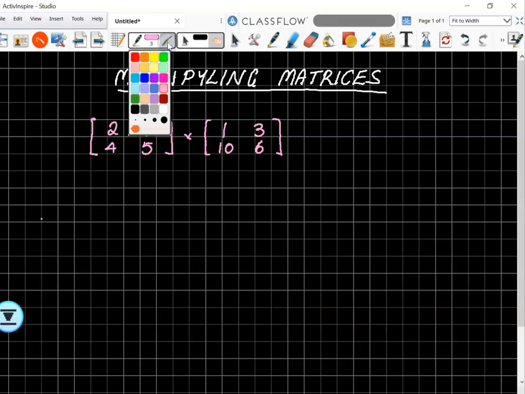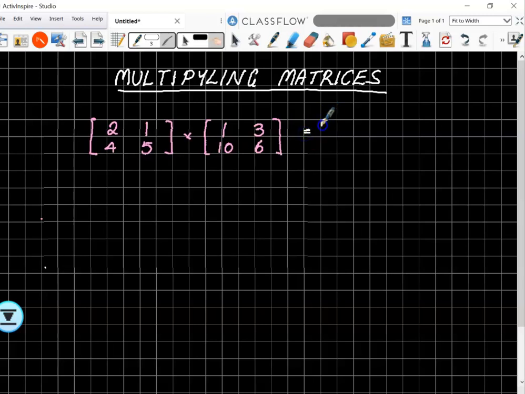So remember how we always keep going, the order is important, row by column? We're going to use the same thing to multiply matrices. It has to be row by column. This is a 2 by 2, this is a 2 by 2, and no surprises, we're going to end up with another 2 by 2.